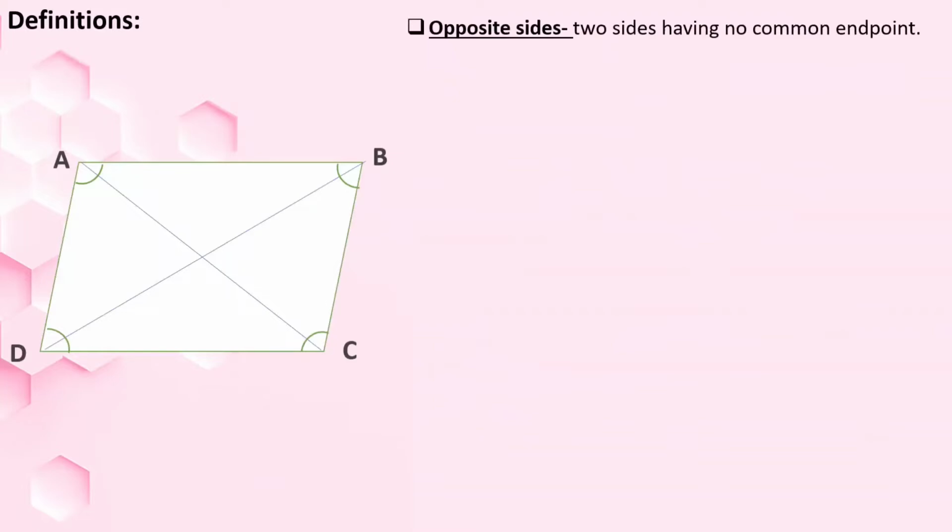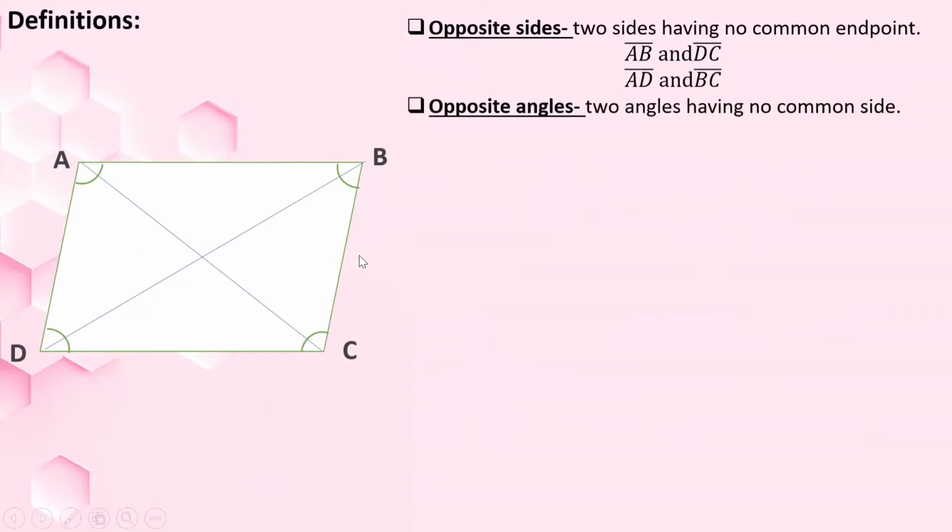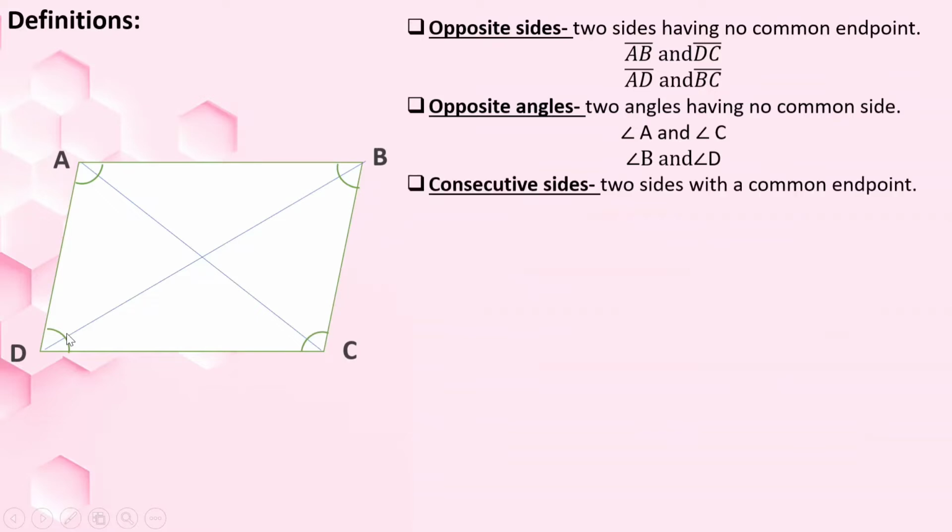Opposite sides are two sides having no common endpoint. Based on the figure, side AB is opposite to side CD. Why? Because they have no common endpoint. Also, side AD is opposite to side BC because they have no common endpoint. Next, opposite angles are two angles having no common side. Angle A is opposite to angle C because they have no common side. Angle B is opposite to angle D since they also have no common side.